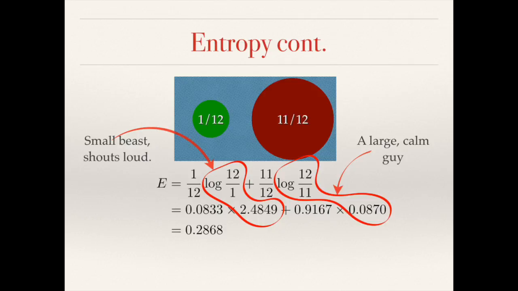And the large guy is calm, if you think of it intuitively. The chance of drawing the red ball is close to 1, so the inverse of its probability is a little over 1, and the logarithm of it is close to 0. It is small. Putting all this together, we get the entropy of this system as 0.28 something.